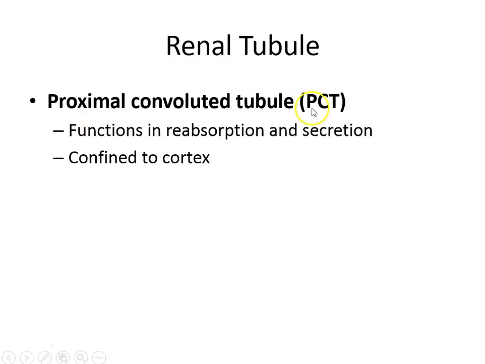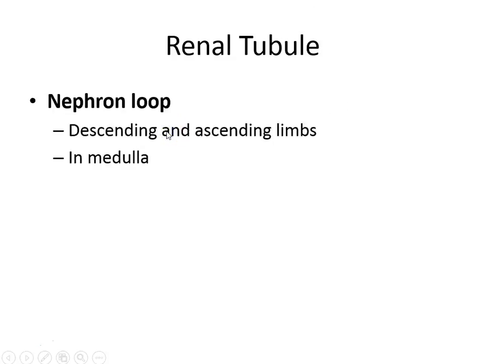So proximal convoluted tubule, it's in the cortex. It helps us with reabsorption and secretion. So we'll get more in depth on each of these ideas. But basically, reabsorption: we absorb nutrients in our digestive tract, right? We absorb them from the food we eat into our blood flow. So reabsorption would be bringing them back into our blood flow again.